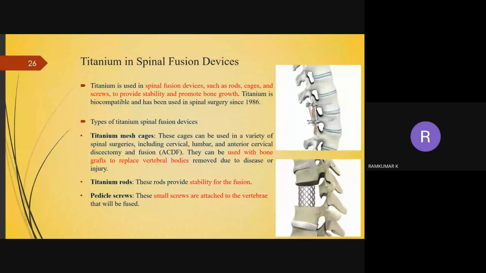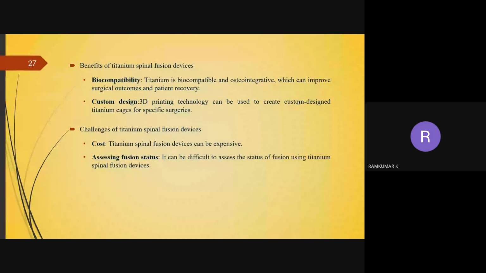Next one, titanium in spinal fusion devices. Titanium is used in spinal fusion devices such as rods, cages, and screws to provide stability and promote bone growth. If there is any bone disease in the spine and they want to remove part of the spine, they will use these titanium mesh cages. Here at the bottom, you can see they are using a mesh-like titanium in the place of the removed spinal area. After that, the titanium rods are used to improve the stability of the fusion. Here at the top you can see the titanium rods used to improve stability. After that, screws are also used in this spinal fusion device.